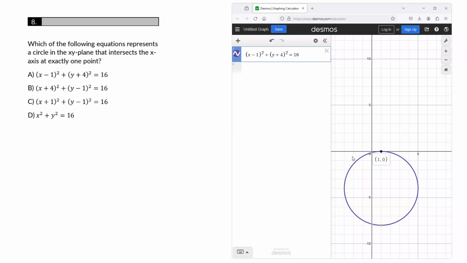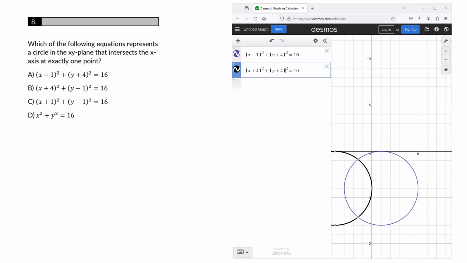If you don't trust it, yes, of course, you can graph B, C, and D and assure yourself that none of them intersect the x-axis at exactly one point. And I actually do want to show you how I would do that because there is a little trick here. I'm highlighting my option A. I'm going to hit Control C on my keyboard, and then Control V, copy and paste. And then for option B, I don't have to retype. I can just change the necessary numbers.